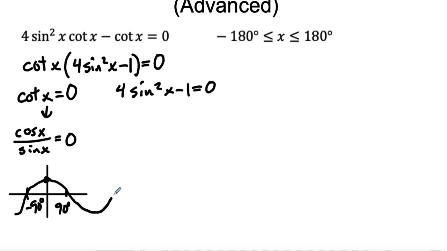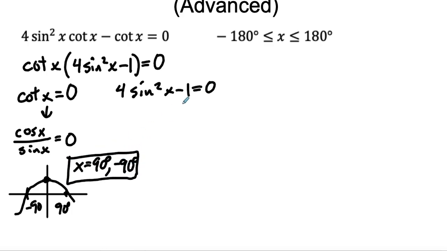If it were to continue, it would go over here to 270, but we're not looking for that number. We're only looking for the instances from negative 180 to 180. So the first two solutions I'm going to record are for cotangent of x equals 0, which occurs at 90 degrees and negative 90. So I've got two solutions right there. We'll write them at the end when we get our other ones.